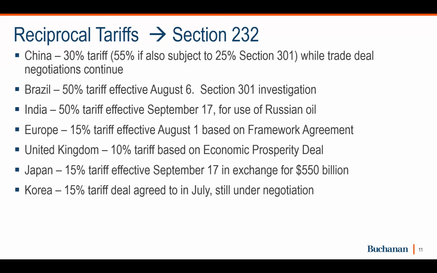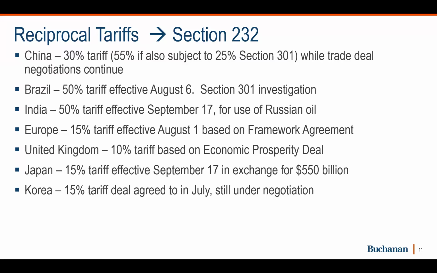So looking at Brazil versus India, they both had an unexpected increase over the summer to 50%. But for Brazil, they also started a companion Section 301 investigation for USTR. And so that kind of tells us that tariffs on Brazil, whatever rate they might wind up being, are more likely to stay in effect. Whereas for India, it's at 50%, but it's likely to still be negotiated and could possibly decrease over time.